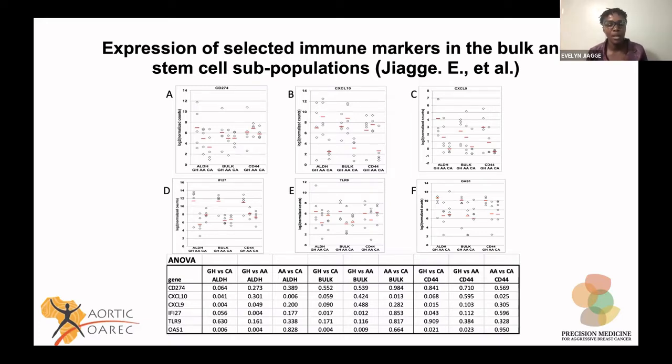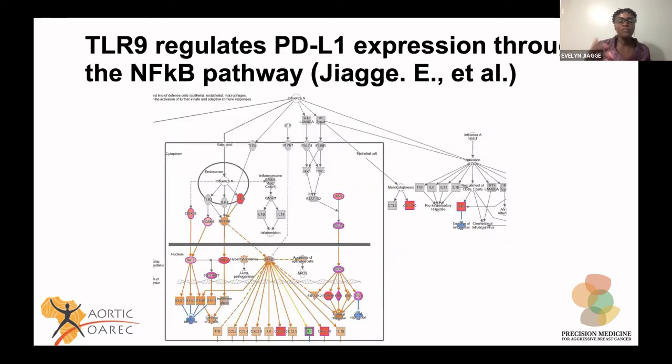CD274 is PDL1, which is a very important immune regulator. And now we are beginning to study that in our team too, because when we went further to look at the pathways that regulate PDL1 expression in Ghanaian tumors, we saw that toll-like receptor 9 expression through NF-kappa B pathways upregulates PDL1, specifically in Ghanaian triple-negative breast cancer.